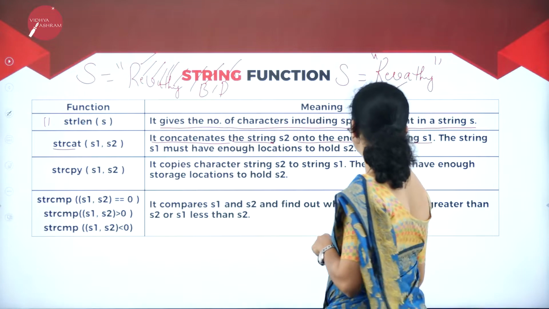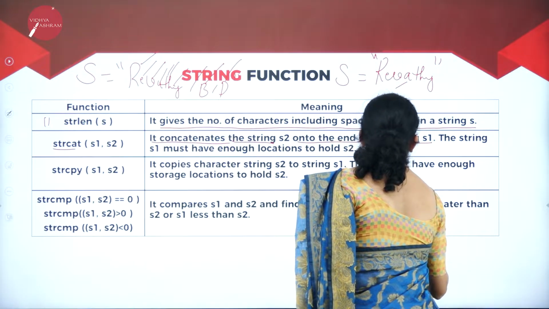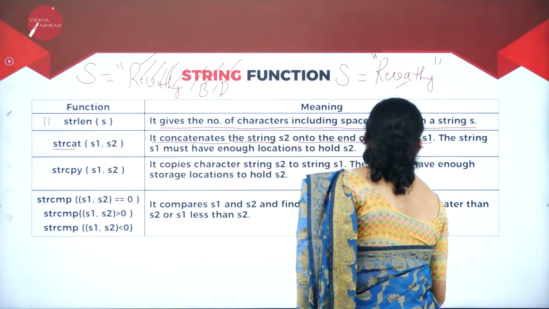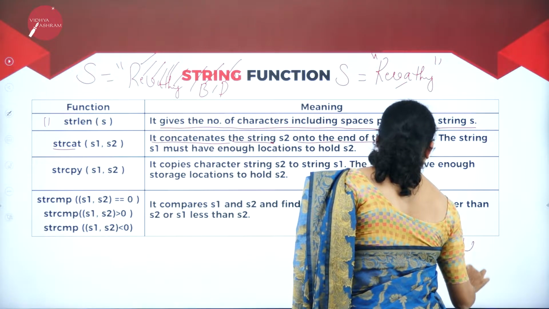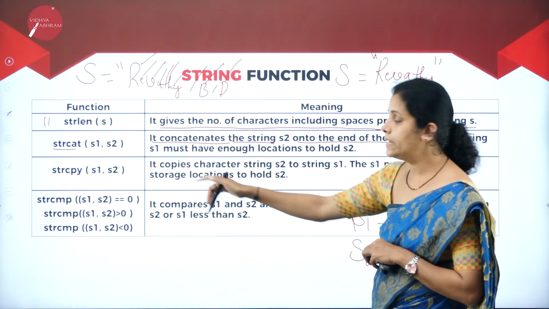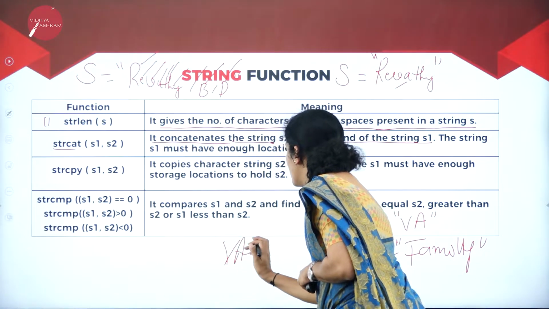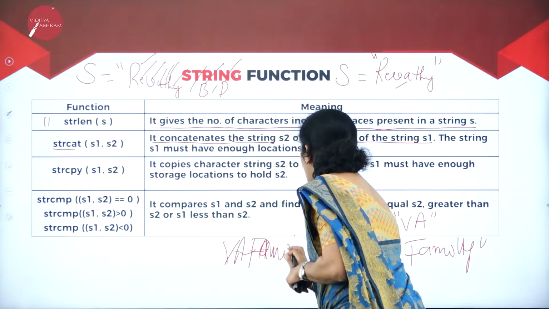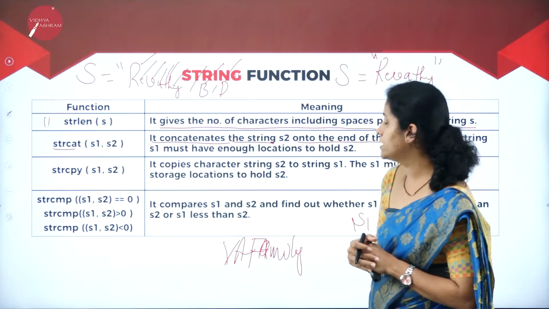For example, think that I have S1 as VA, that is Vidhyaashram, and S2 as family. After applying string concatenate, what is the result I'm going to get? That is VA family. So this is the output I'm going to get after concatenating two strings.